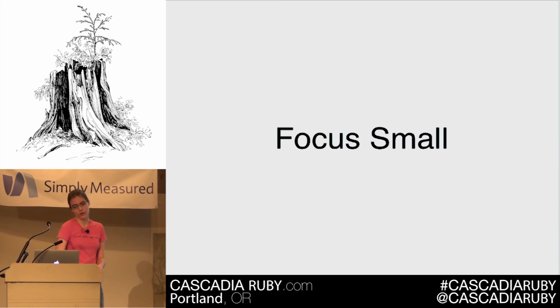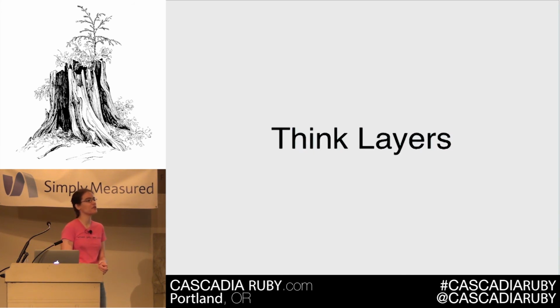So try to focus smaller. Think about the layers of your system. Think about where the data starts and how it goes down and then comes back out. And focus each time on a layer. Identify your problem at a specific layer. Is the data getting munged improperly somewhere in your code?